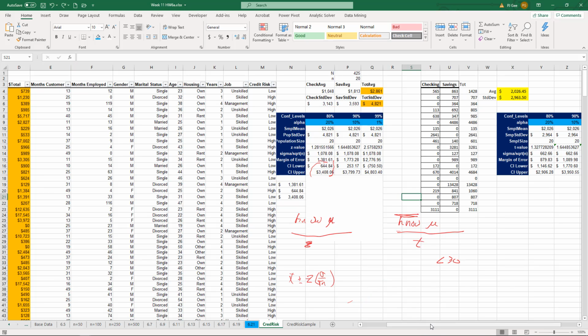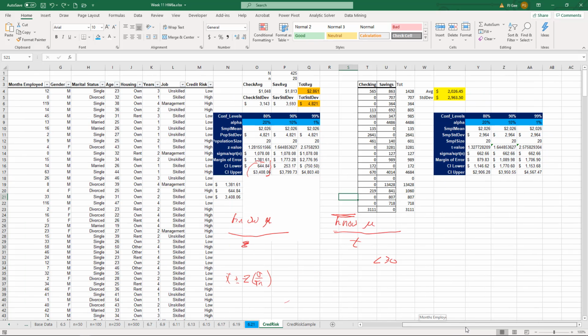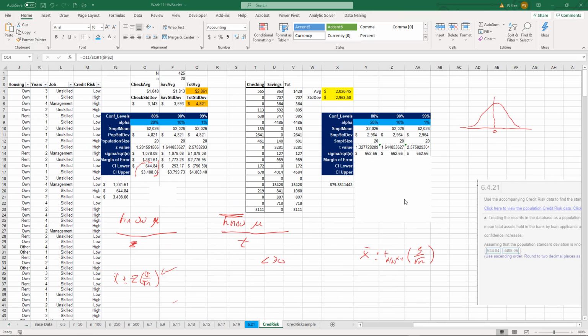Let me get rid of some of that. I'll just get rid of that one. We're going to move on to the other problem that we have here. Okay, I'll show you the numbers here. I think it helps if I do this step by step.